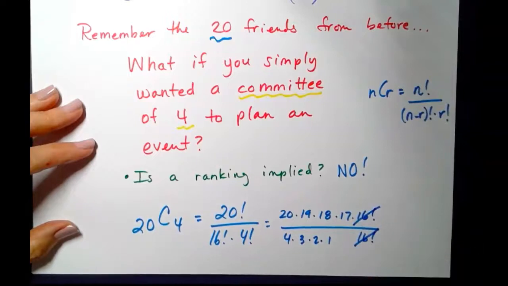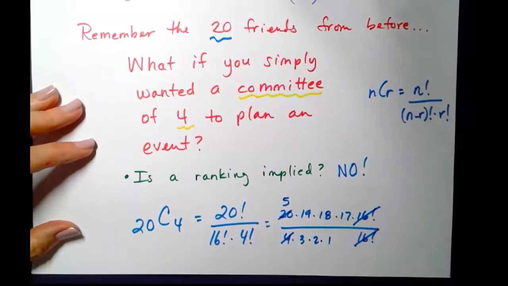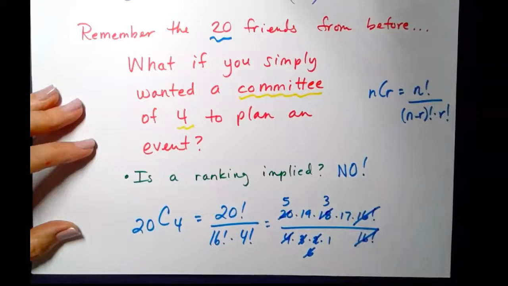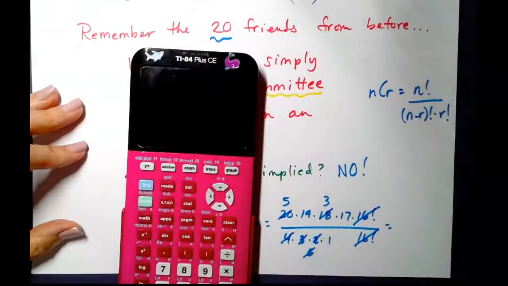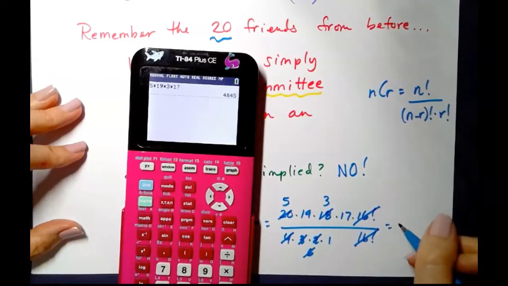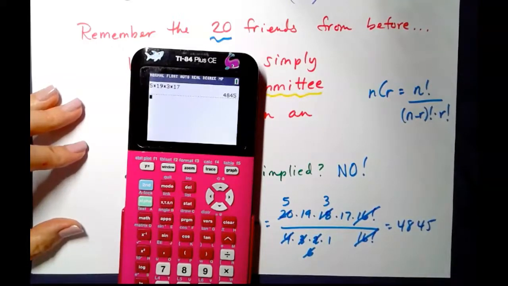So let's do a little magic here. The 16 factorials cancel, obviously. And then, 4 goes into 20 5 times, and 3 times 2 is 6, and 6 goes into 18 3 times. So essentially, we're left with 5 times 19 times 3 times 17. We get 4,845 different ways that we can make up a committee.